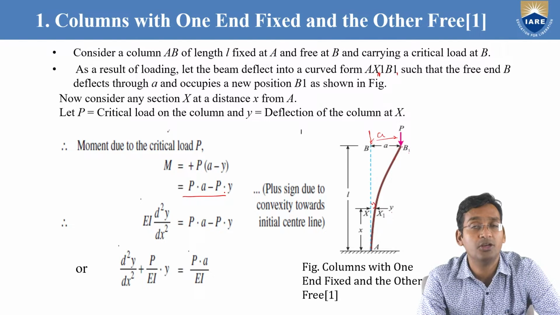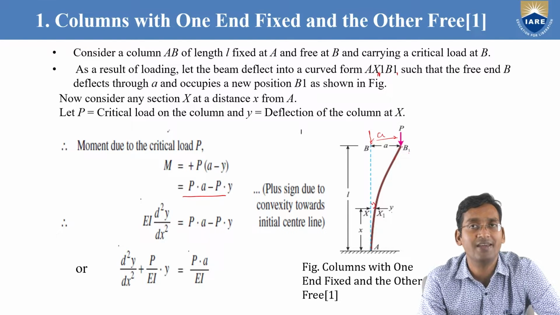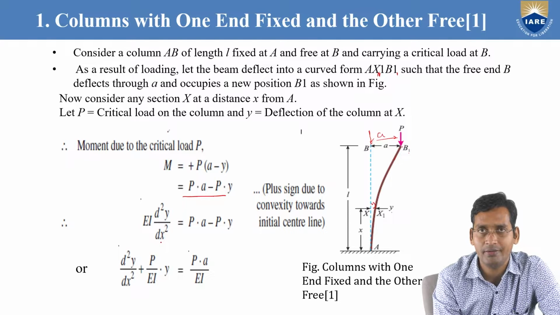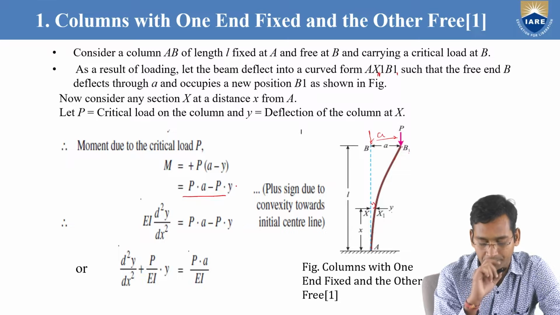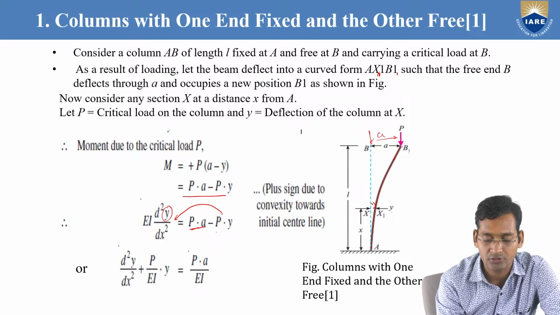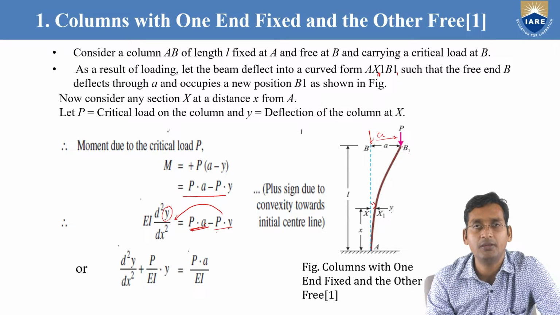Next, the moment equation is EI d2y by dx square equals M. After putting the value of M, we get EI d2y by dx square equals P into a minus Py. Now take this y, because this is the variable here. P and a are both constant, so take this term to this side. Now this becomes EI d2y by dx square plus Py equals Pa.